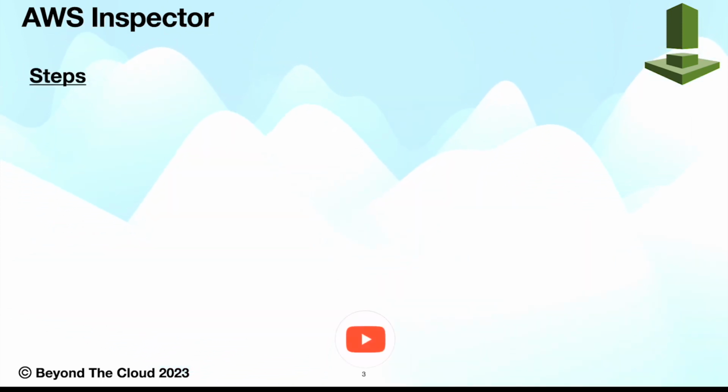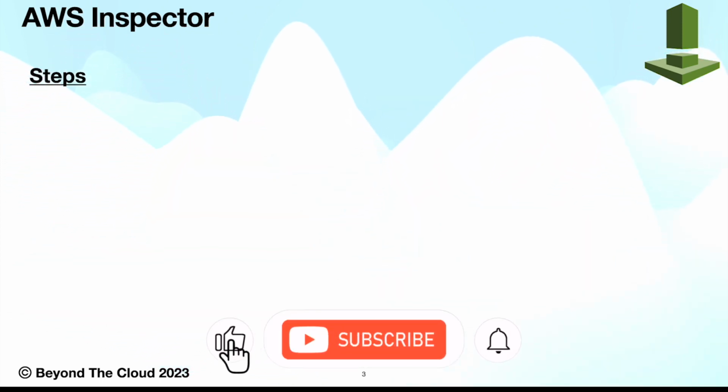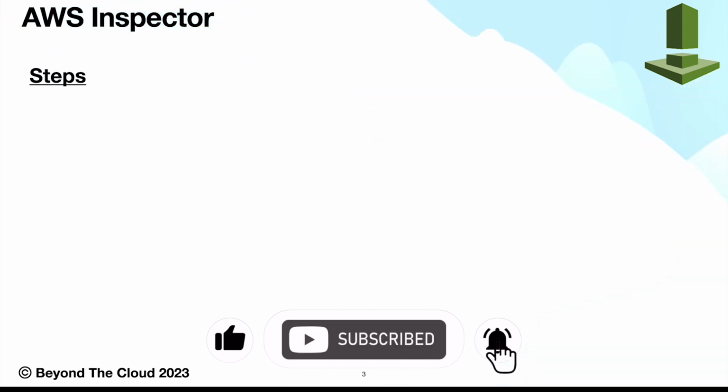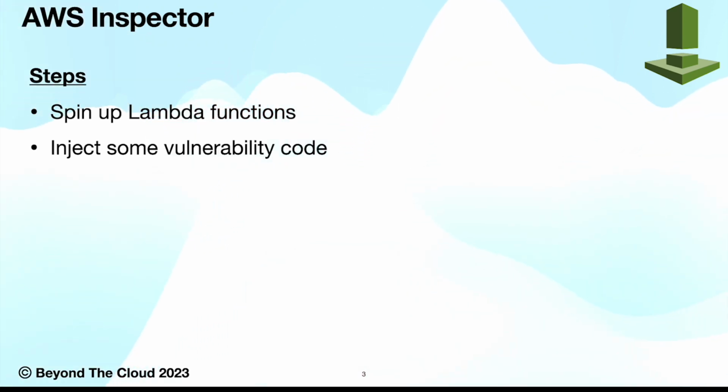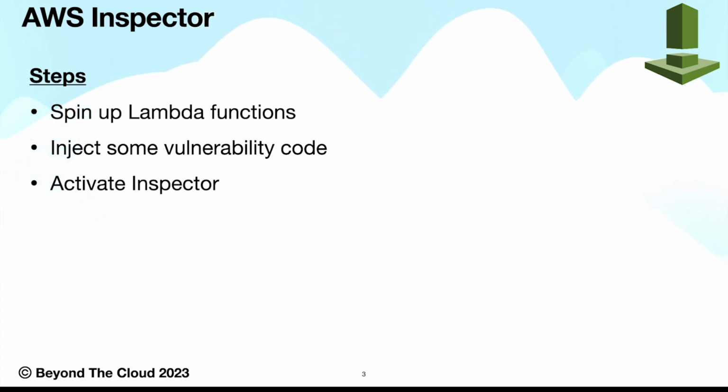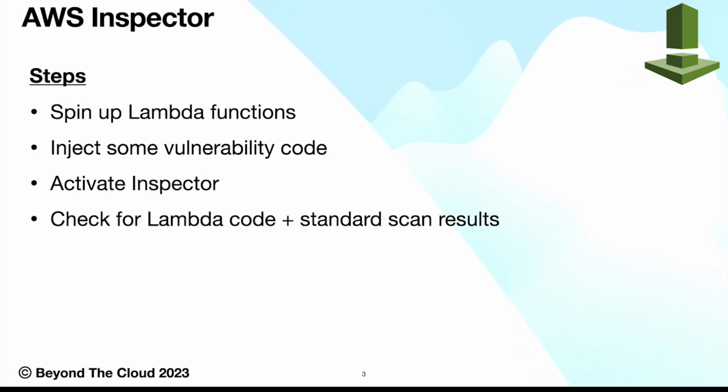To follow through this lecture, you need to do a couple of steps. The first one is we will spin up a couple of Lambda functions, and then we will intentionally inject some vulnerability code into the Lambda functions. Then we will activate Inspector to scan our Lambdas for vulnerabilities, and we will check the Lambda standard scanning and the code scanning as well, and see whether AWS Inspector actually shows the vulnerabilities as it claims.